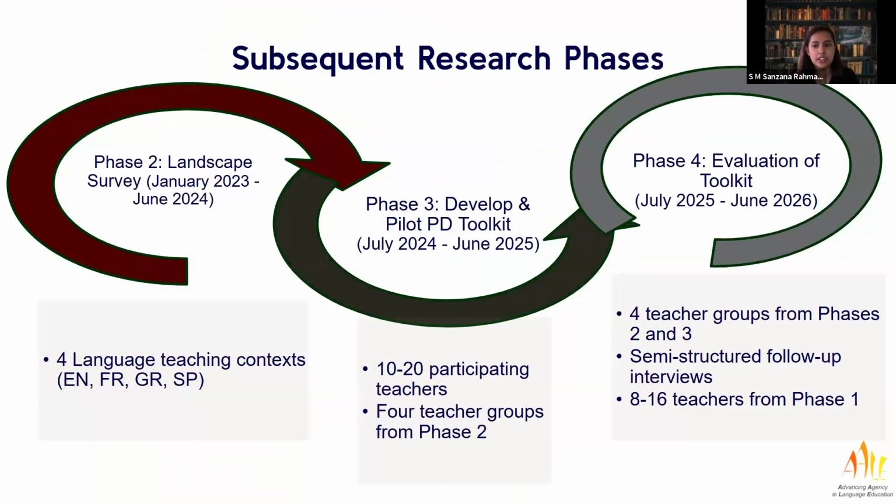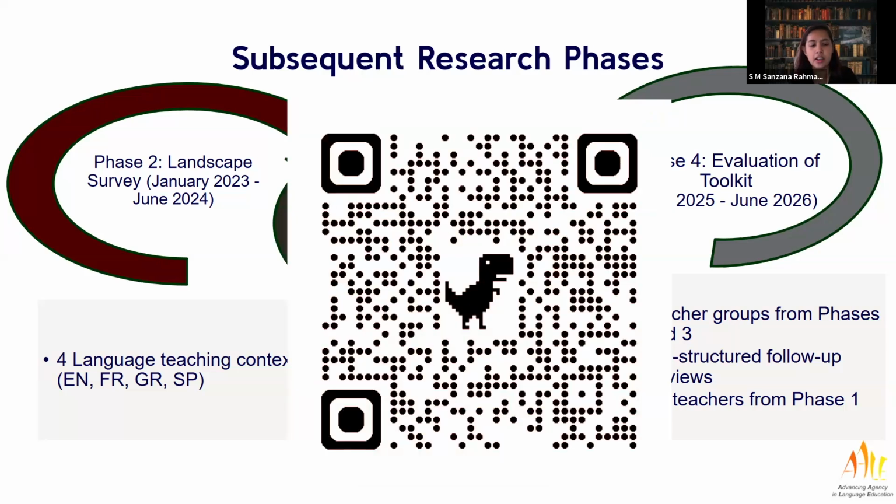With these implications in mind, I would like to end by addressing the next phases of this study, which include the landscape survey, toolkit development, and the evaluation of the toolkit. The landscape survey is available in 4 languages, and you are welcome to participate by following the QR code, as you can see in the slide.